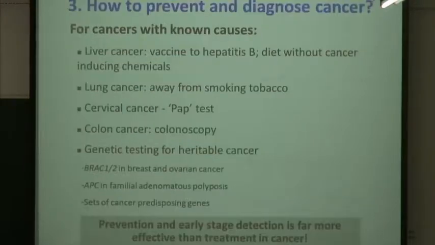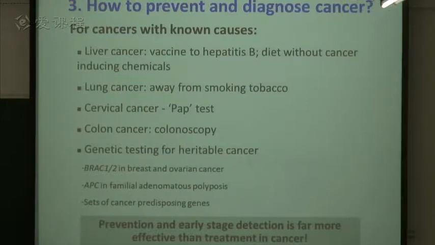Okay, with this knowledge, I will come to the third part of my talk. So we now know that cancer is a very complex disease with relatively clear genetic reasons, and we know what cancer genes are involved in cancer development. Then the question is: how can we use this knowledge to prevent, diagnose, or even treat cancer? For cancers with known causes, we have developed very effective ways to prevent and diagnose cancer.